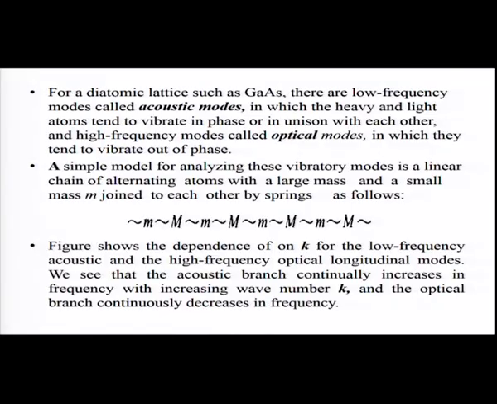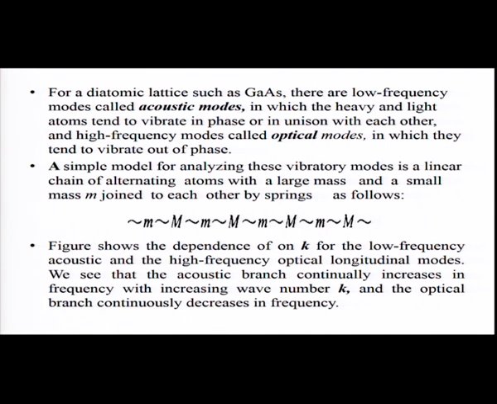Let us take as an example a diatomic lattice such as gallium arsenide. In gallium arsenide, there are low frequency modes, known as acoustic modes. In the acoustic modes, the light atoms tend to vibrate in phase with each other, and when the frequency is higher, such a mode is called an optical mode.